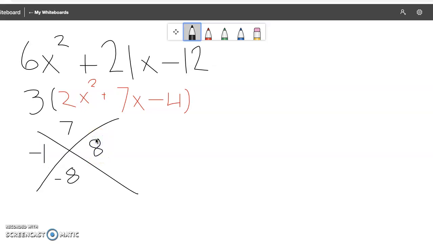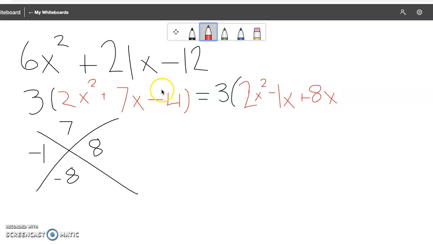So when I go to factor, again, I'm going to have this equal to 3 still on the outside, and then we rewrite 2x squared minus 1x plus 8x and then minus 4 from our original expression. And again, noticing the same thing, that we didn't change what was in red, we just broke it up into two different terms in the middle. And then we go straight into our factoring by grouping.